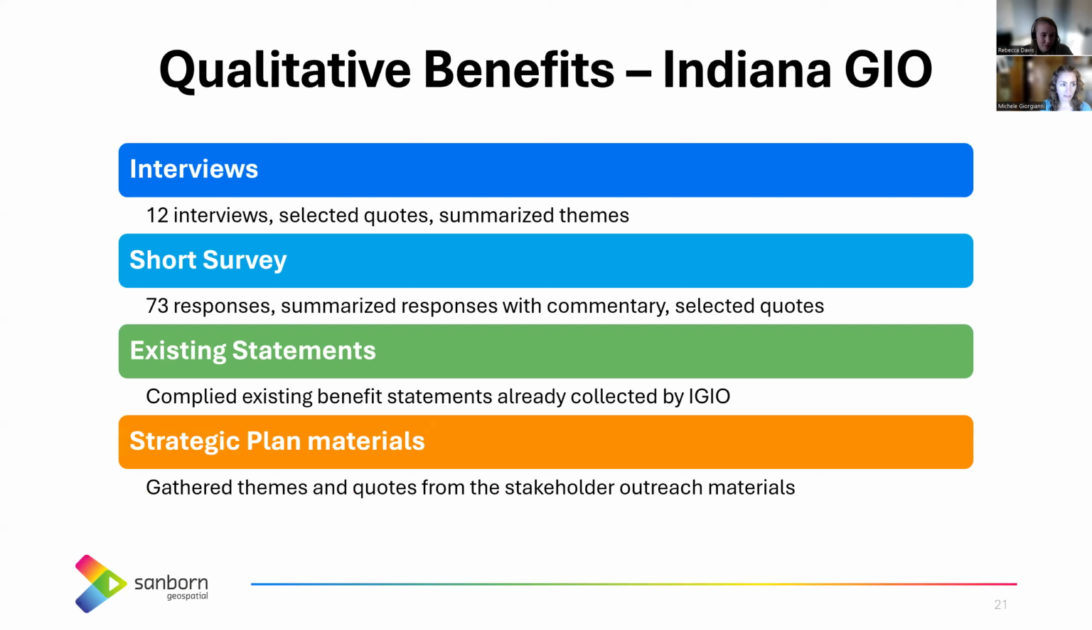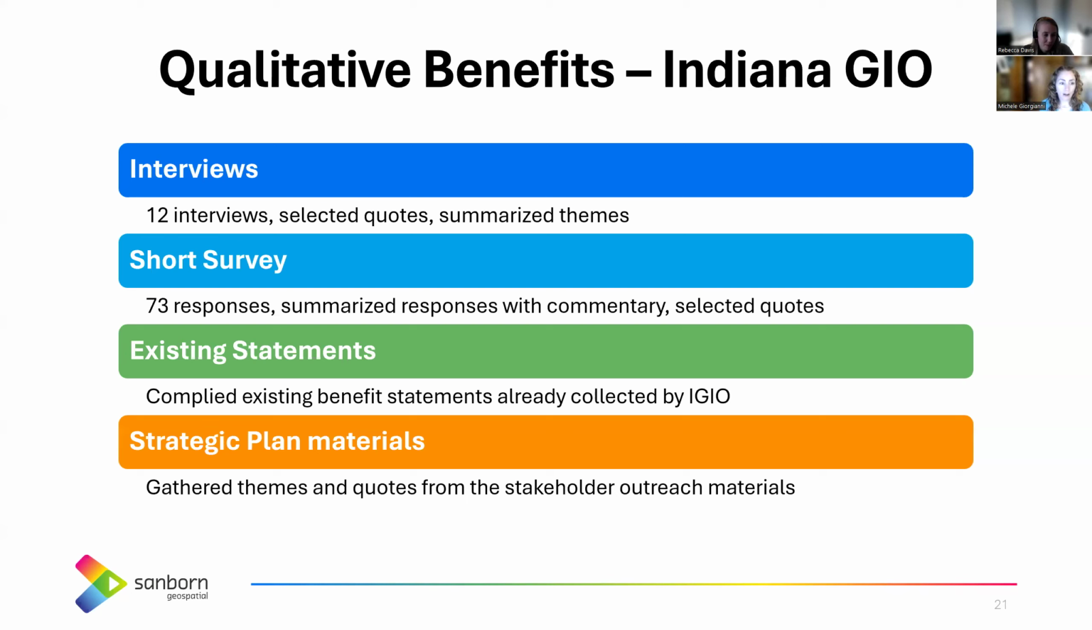So we did this also for the Indiana GIO as part of their study. To do that, we performed interviews. We did about 12 interviews. We pulled out some selected quotes from the interviews, and we summarized themes we were hearing across the interviews. Similarly, in a survey we did, we had 73 responses. We also summarized the responses to the questions with our own commentary built into it. And we also pulled out some selected quotes from the survey.